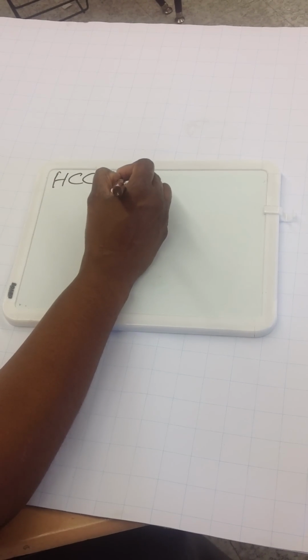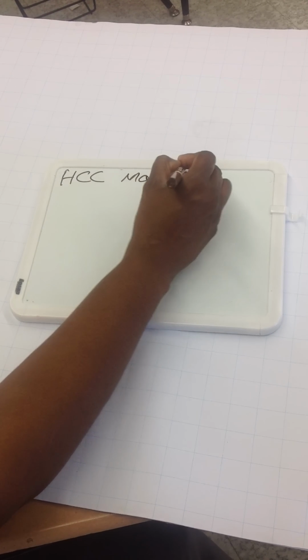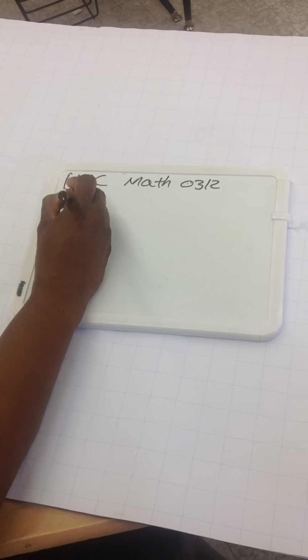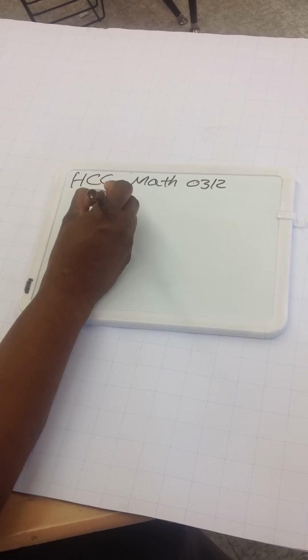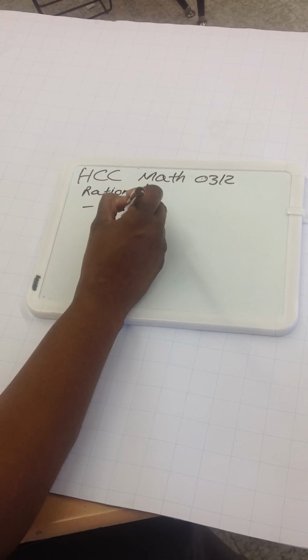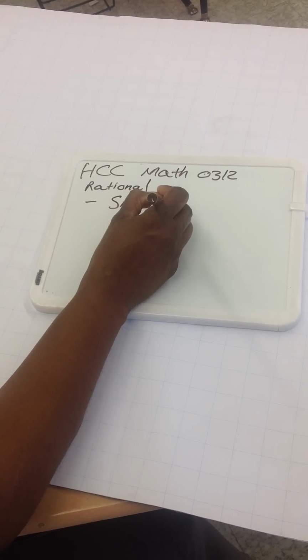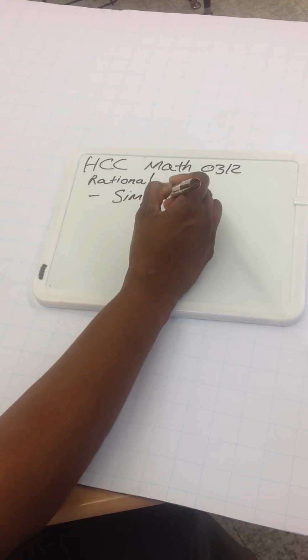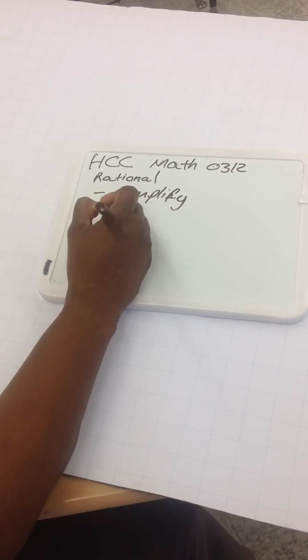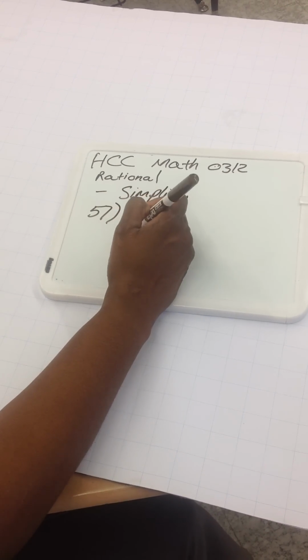Hi, today we'll be solving problems from the Houston Community College math exam for 0312. One of the problems I want you to look at is the rational functions. When given a rational function and it asks you to simplify it, such as problem number 57. Problem number 57, it asks you to simplify.